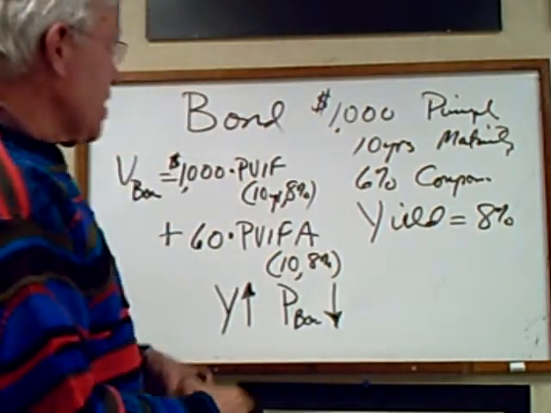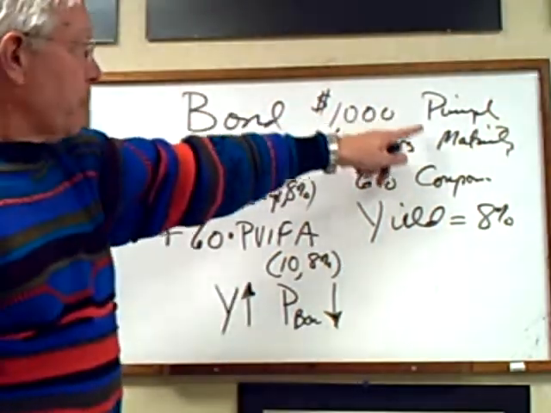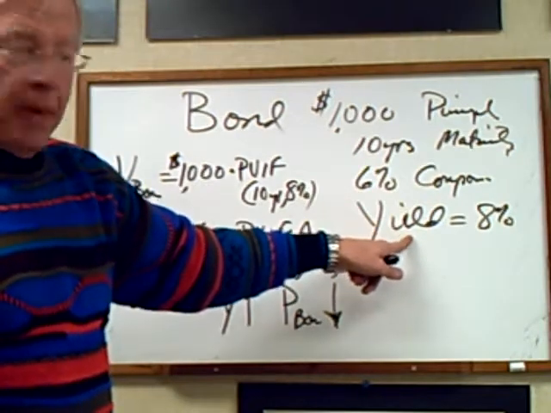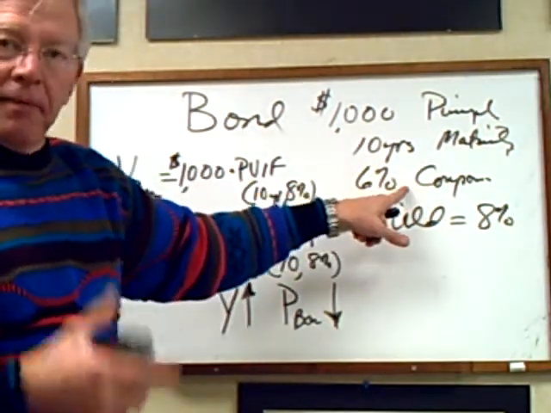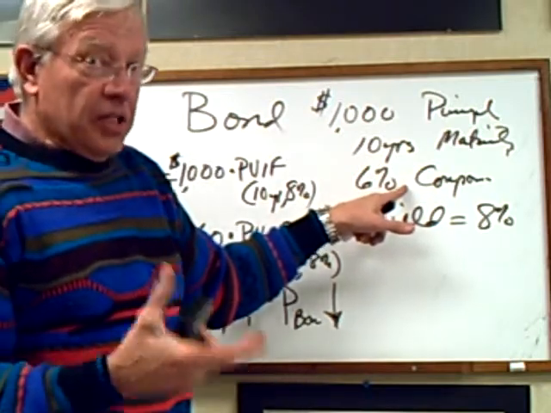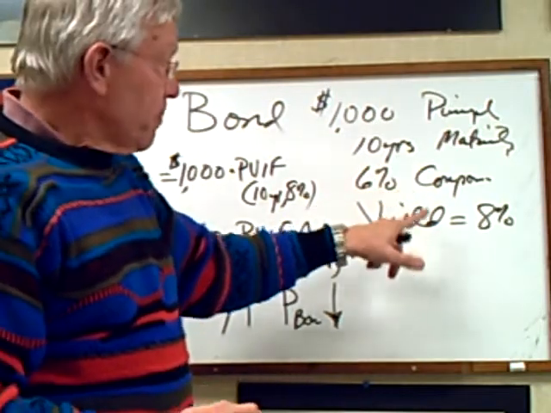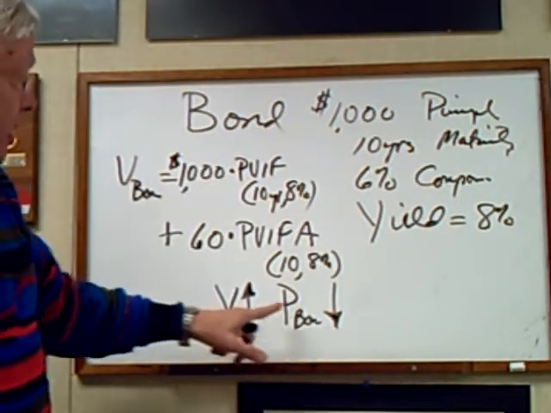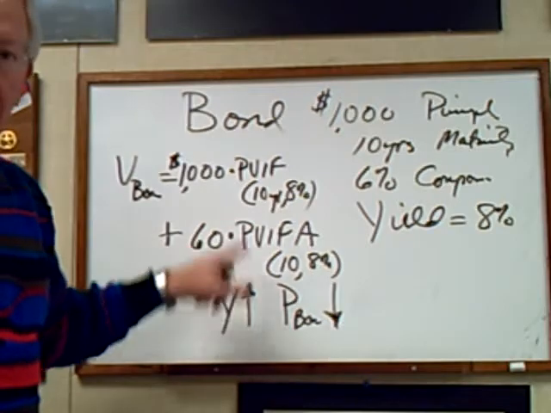Okay, that's enough for bonds. Remember, principal, maturity, coupon, market yield. The yield is a market-based thing. The coupon is a structure-of-the-bond thing, and it gets fixed once those bonds are issued. The yield can cause the price of the bond to go up or down depending on what the market yield may do.